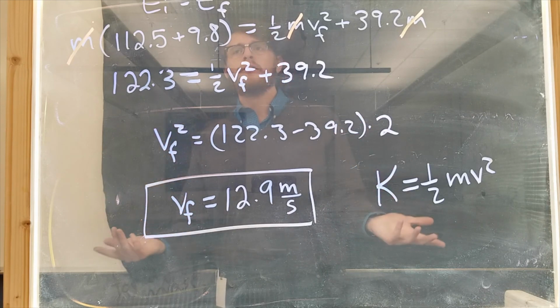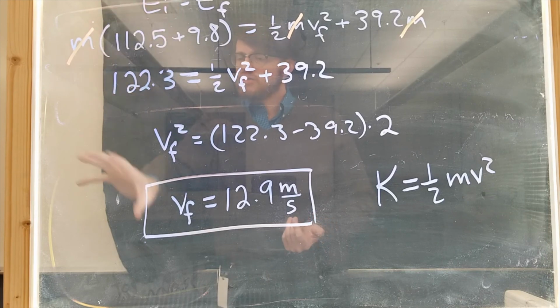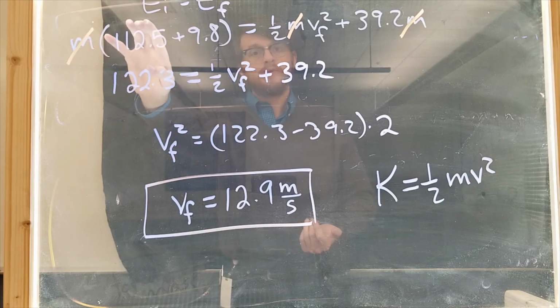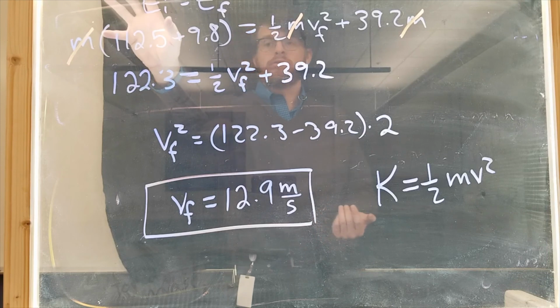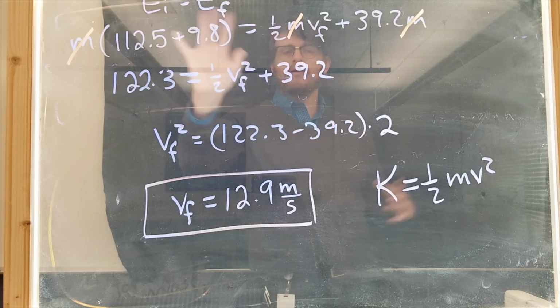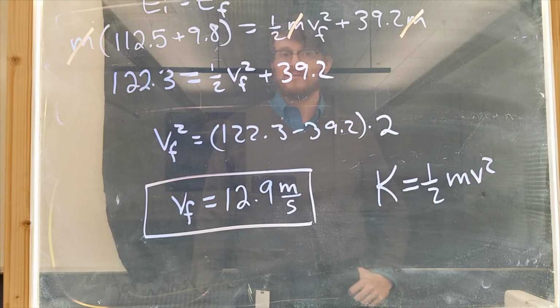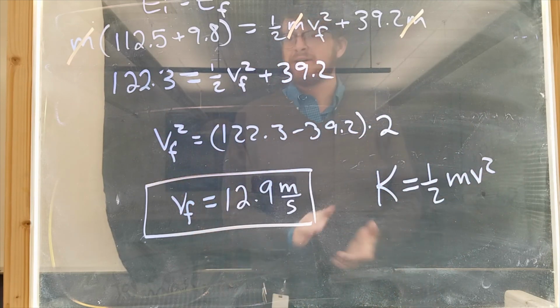So you've seen that we start with E initial equals E final. We work on the initial side, writing down as much information as we can figure out about E initial. Then we work on the E final side, writing down as much information as we can about E final, set them equal to each other, and solve for the variable we're looking for. So that's your very first conservation of energy problem.